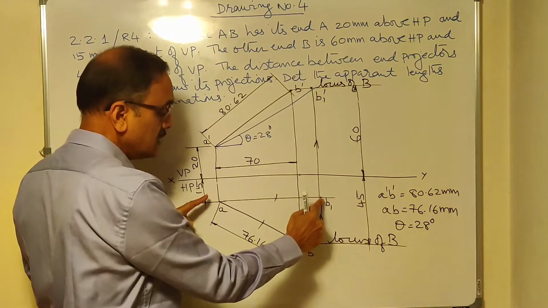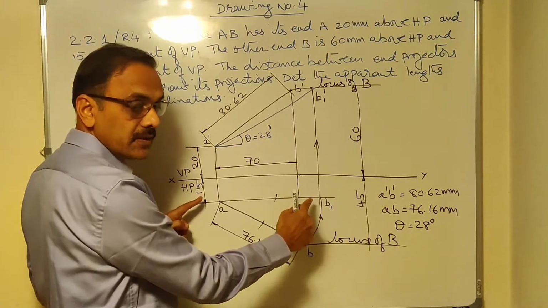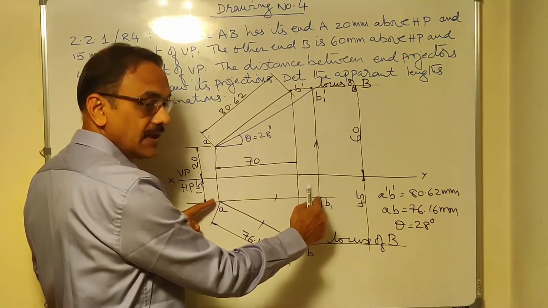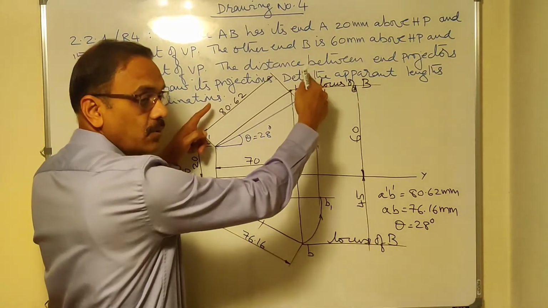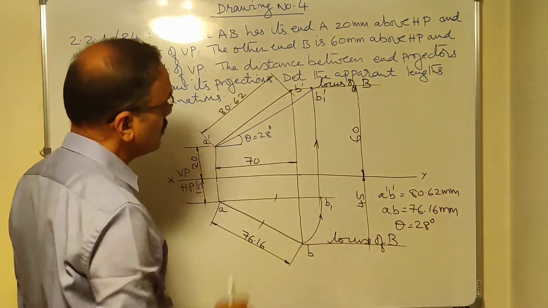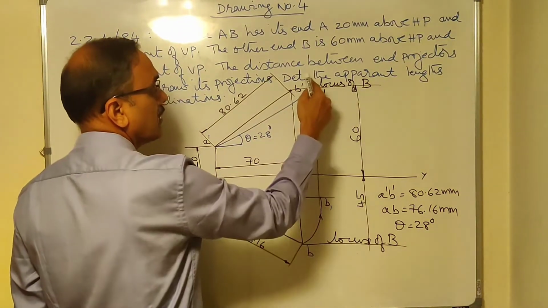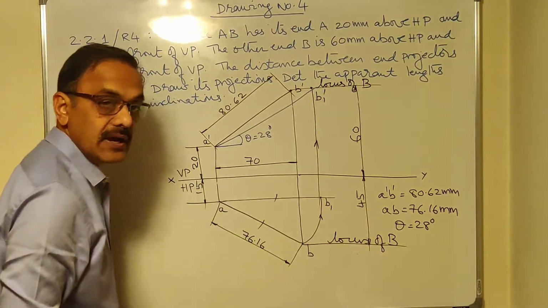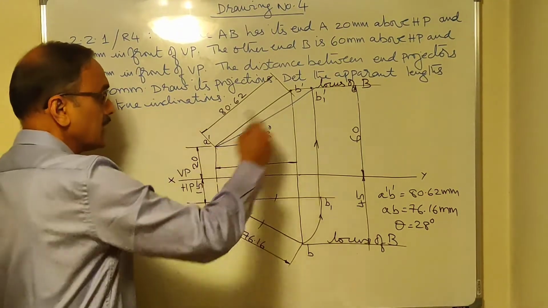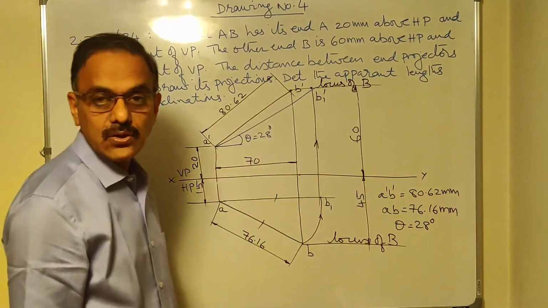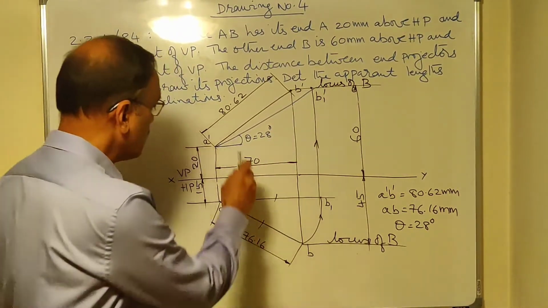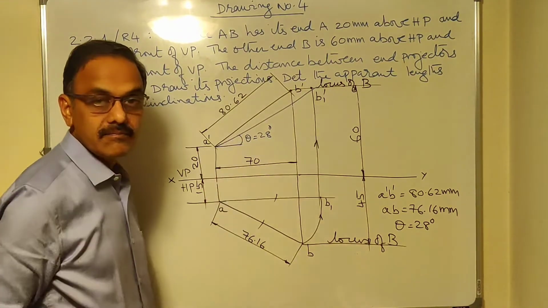Its new location is AB1 now. If AB1 is parallel to XY, its projection should become true length. So for that, what did I do? I have drawn the locus of B and then projected B1 and got the position B1 dash. Once you get B1 dash, connect A dash and B1 dash, you get its true length. And then you can measure the angle theta.